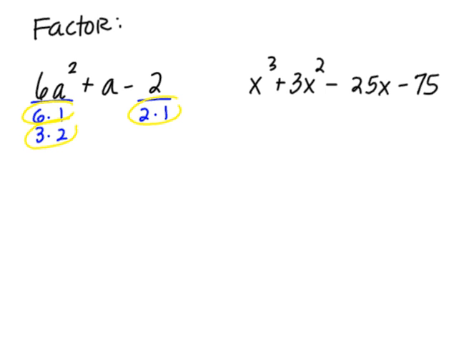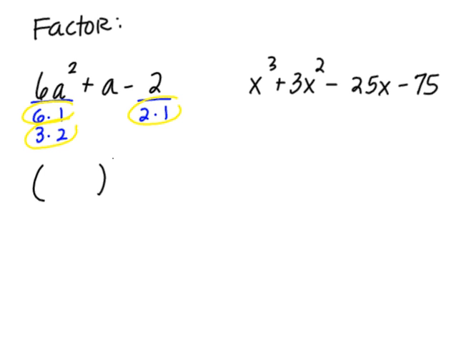When I decide which ones to use, I like to take the bigger number from each pair and multiply them together. So I start by saying 6 times 2 is 12. That's a little big, because remember I'm trying to get a 1a in the middle. So then I'll try 3 times 2. Well, 3 times 2 is 6. That's still not close, but it's closer than our first one was.